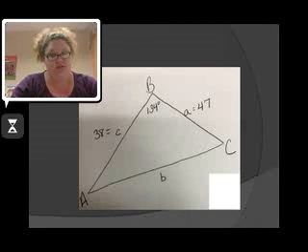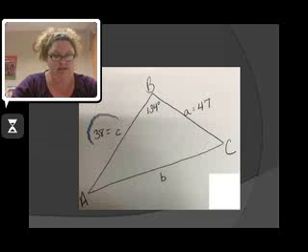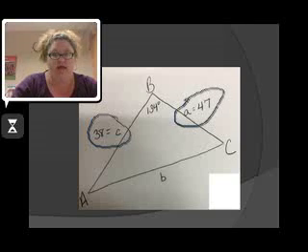Alright, so we're given a triangle. It is an obtuse triangle. We know that because it does have one obtuse angle here. Okay, so we're given side length c, and we're given side length a, and we're given angle measure capital B.